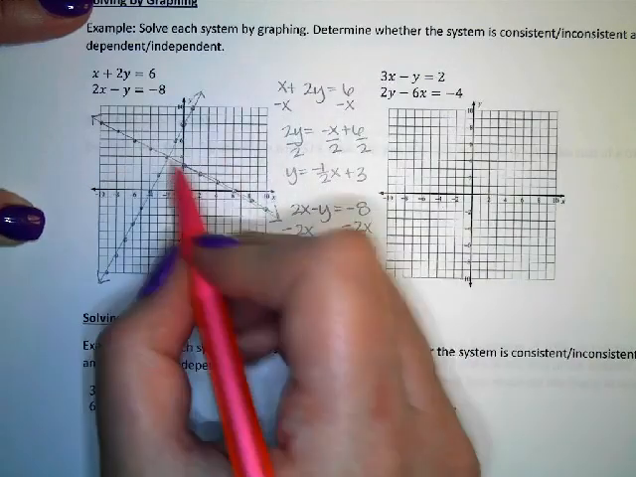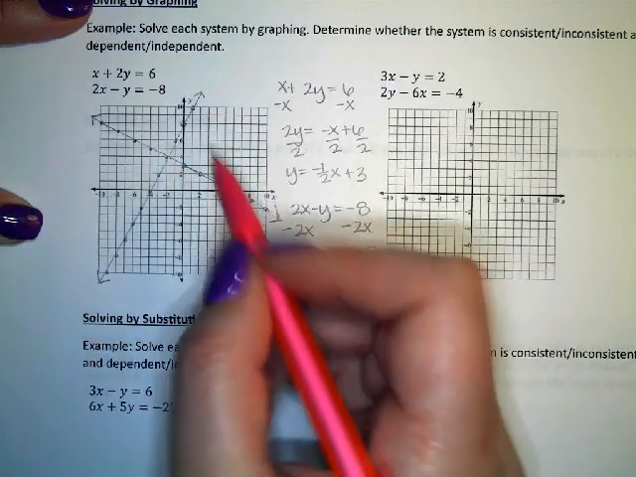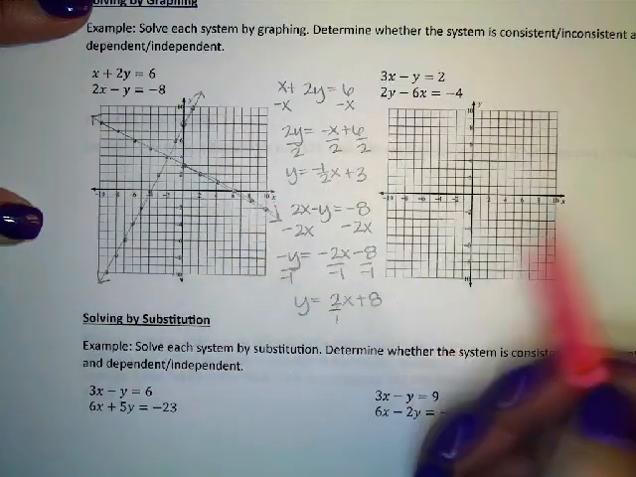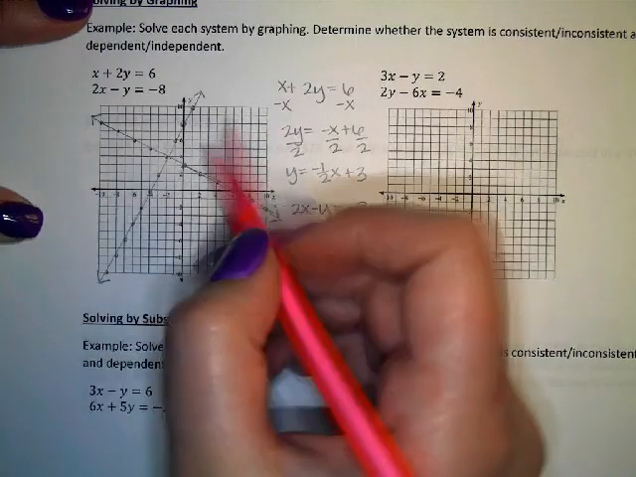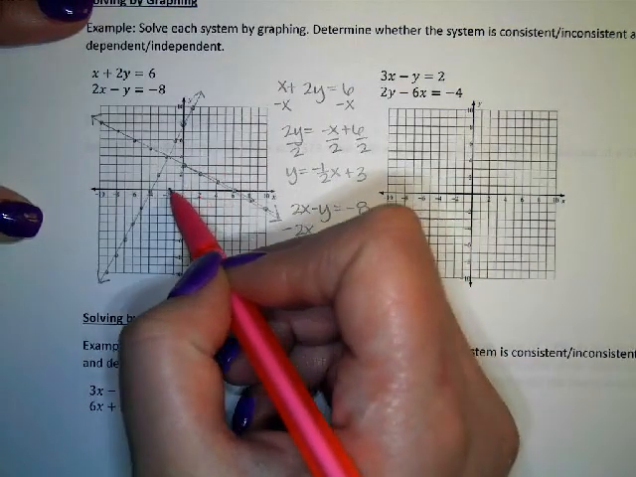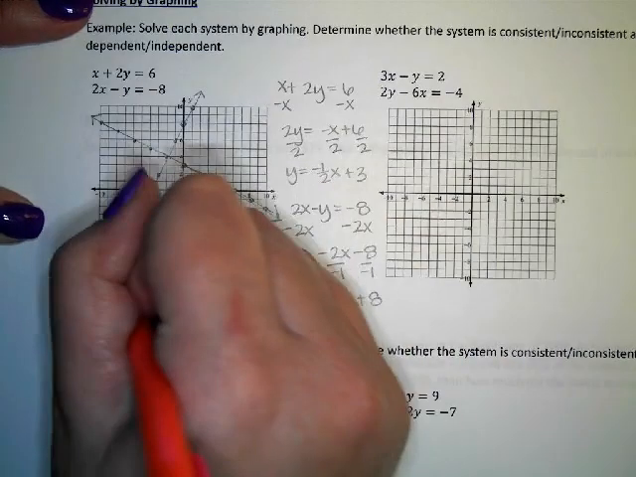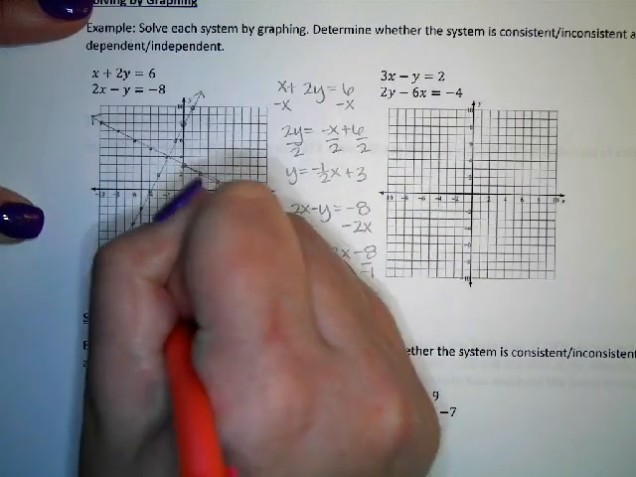So there's exactly one solution. These two lines cross each other at right angles, it kind of looks like. And the solution is left 2, up 4, so the solution is negative 2, 4.